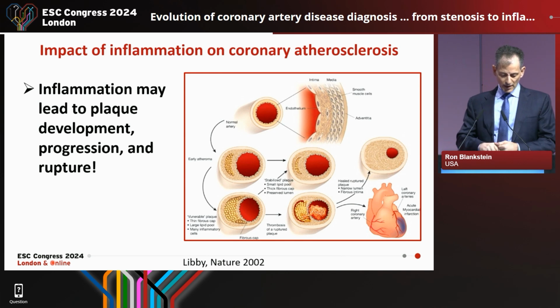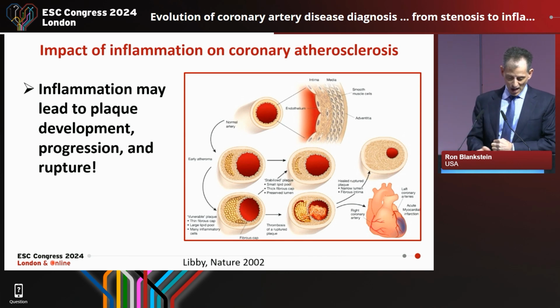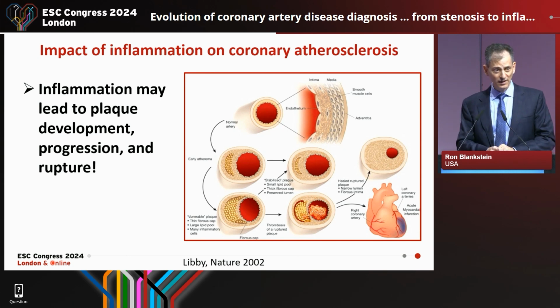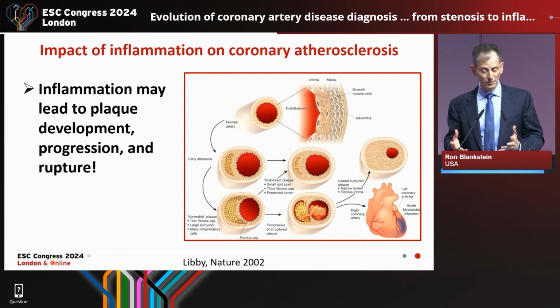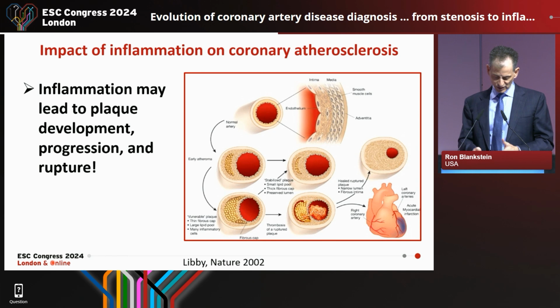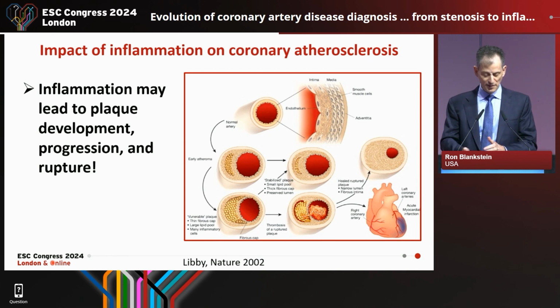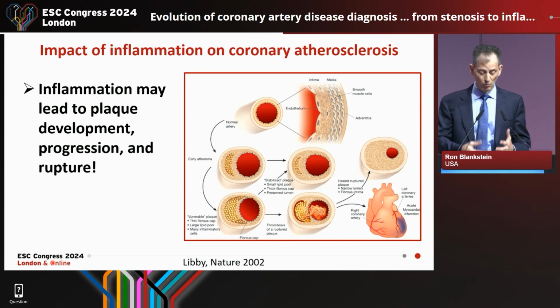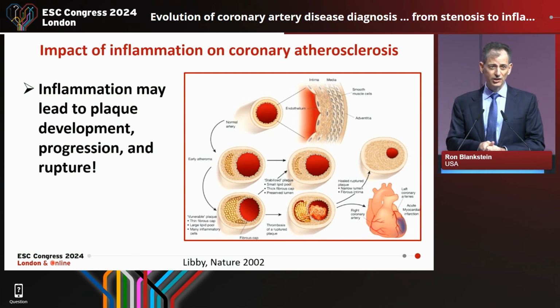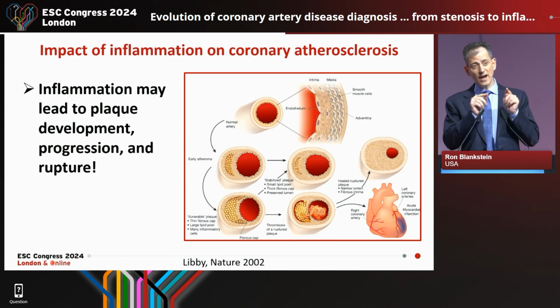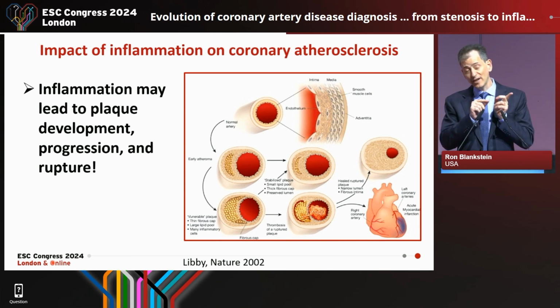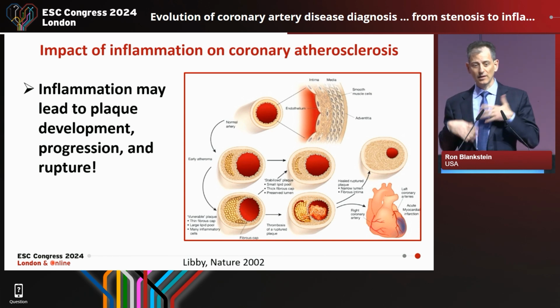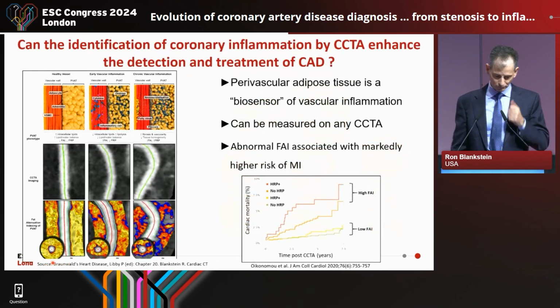One of the really important points, and Dr. Libby has really taught us all of this, is that inflammation may lead to plaque development, progression, and rupture. So you can have plaque that over time is stable and has a thick fibrotic cap, or you can have a plaque that's exposed to inflammation, and that can result in plaque erosion and a more unstable plaque. So inflammation may be a key way to know which plaques, or which individuals rather, have a higher risk and are going to be more prone to have events.